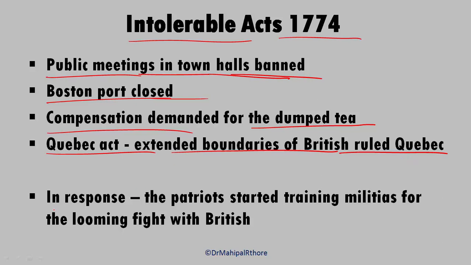In response to all these Intolerable Act measures, the Patriots started training militias. They started training people for fight, and weapons training was given in the areas around Boston because there was a fight looming with the British. They knew now that fight is coming.